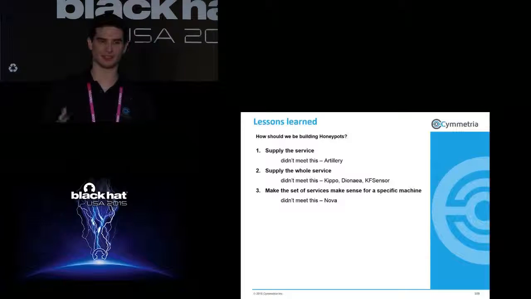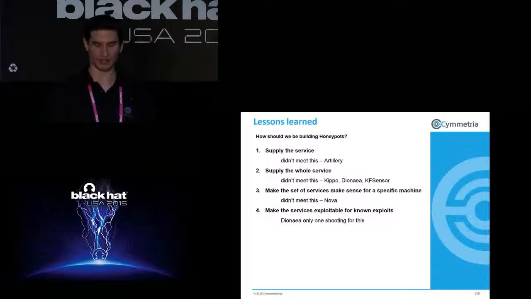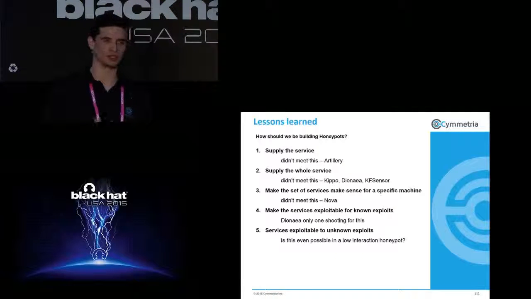Then you've got to make the set of services make sense, like we saw in Nova, that though some services are genuine, it doesn't make sense for a whole machine to look like that if another service doesn't work that way. Also, we want to be able to get the attacker to succeed against us, because that's the best way of collecting forensic data that you can use to mitigate. So you want to make the services exploitable for known exploits. And obviously, the next stage is being able to make it exploitable to unknown exploits, right?